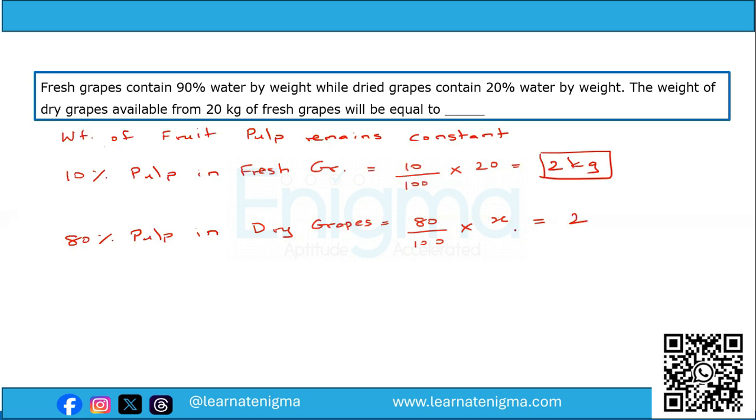So let's solve this. So this becomes 4 upon 5. This becomes 2 twos are 4. So therefore X comes out as 2.5 kgs. So you can get 2.5 kgs of dry grapes from 20 kgs of fresh grapes.